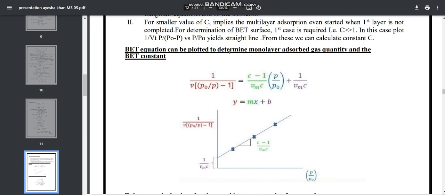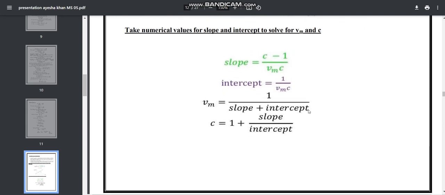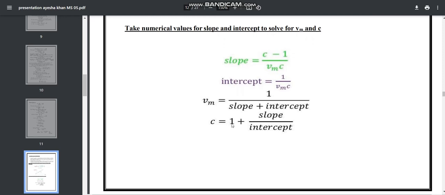The BET equation can be plotted to determine the monolayer adsorbed gas quantity and the BET constant. If we plot a graph, we will get a straight line equation in which 1 over VmC is the intercept and (C minus 1) over VmC is the slope. This equation represents the y-axis, and P over P naught is the x-axis. Now take the numerical values for slope and intercept to solve for Vm and C. We will get the equation C is equal to 1 plus slope over intercept.